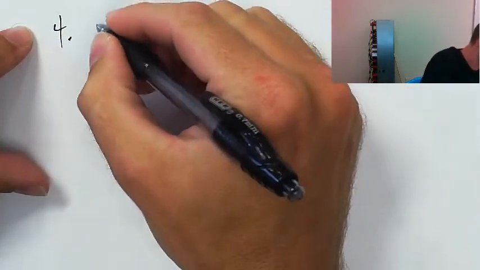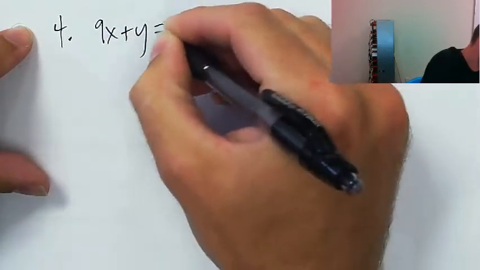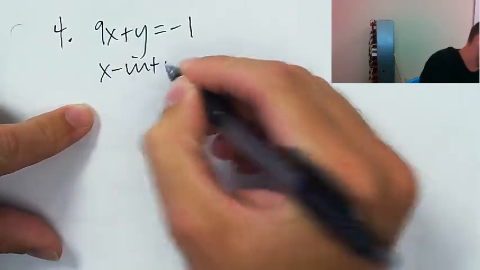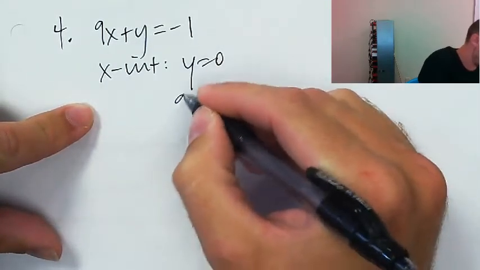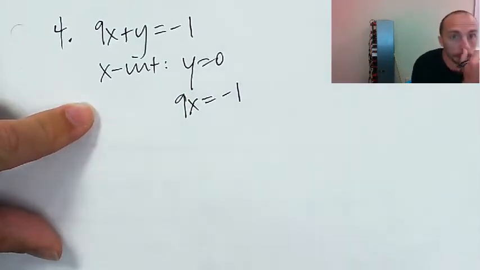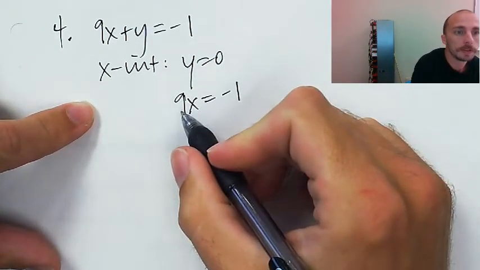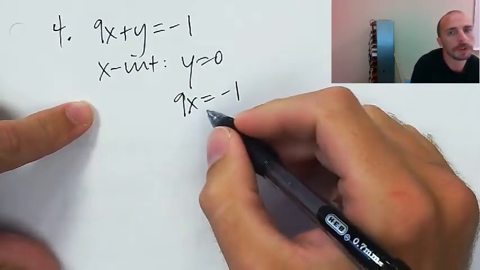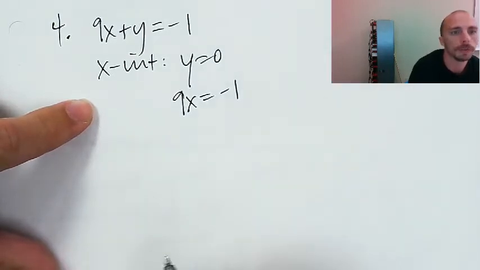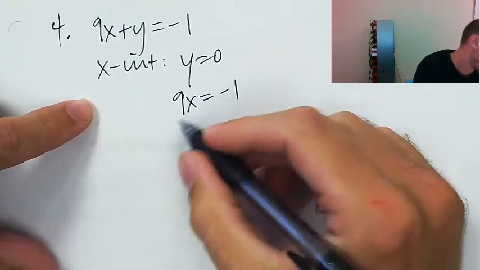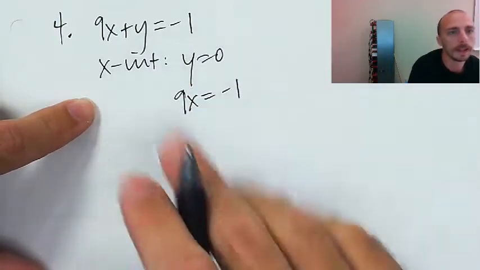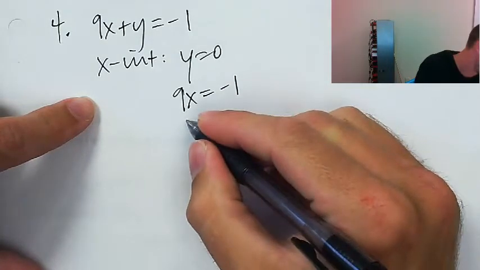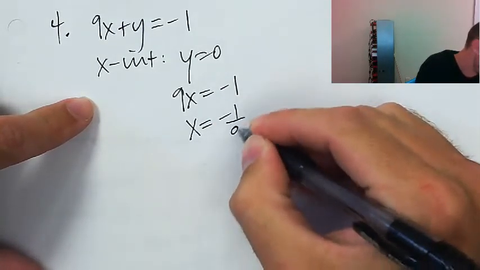Number 4 is 9x plus y equals negative 1. If I want to find the x-intercept, I'm going to plug in y equals 0, and I will have 9x equals negative 1. And I'm going to solve for x by dividing both sides by 9. This is the type of equation I know that I see on the quizzes in this unit. Where we were dividing both sides by a whole number and the answer was a fraction, I know that was a place where I saw a lot of errors popping up. So I'm going to say that's negative 1 divided by 9.